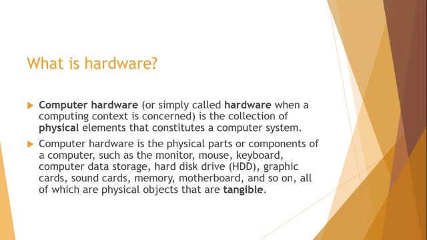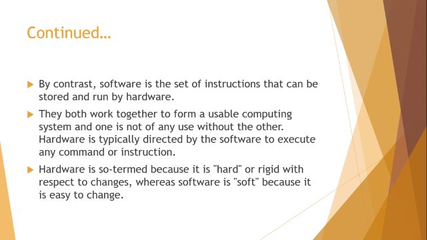First of all, what is hardware? Computer hardware is a collection of physical elements that constitutes a computer system. Physical elements which we are able to touch and see. These include monitor, mouse, keyboard, graphic card, sound card, etc. They are all tangible, means they are perceptible by touch. We can feel them through touch.